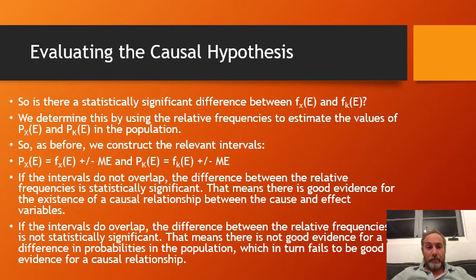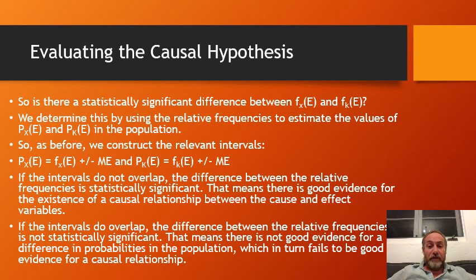The probability of the effect in X will be the relative frequency of the effect in X plus or minus the margin of error. Same for the probability of the effect in K. And if the intervals don't overlap, you have a statistically significant difference, which is good evidence for the existence of a causal relationship between the cause and effect variables. Very similar to the correlation stuff. The math is basically identical. It's all in the experimental design.